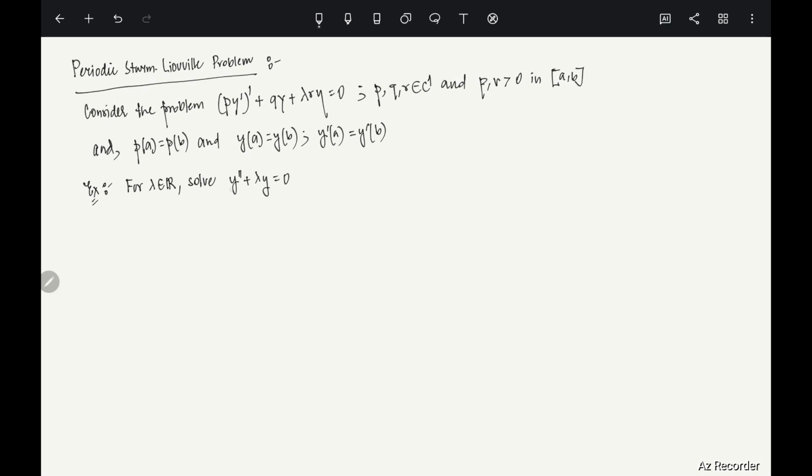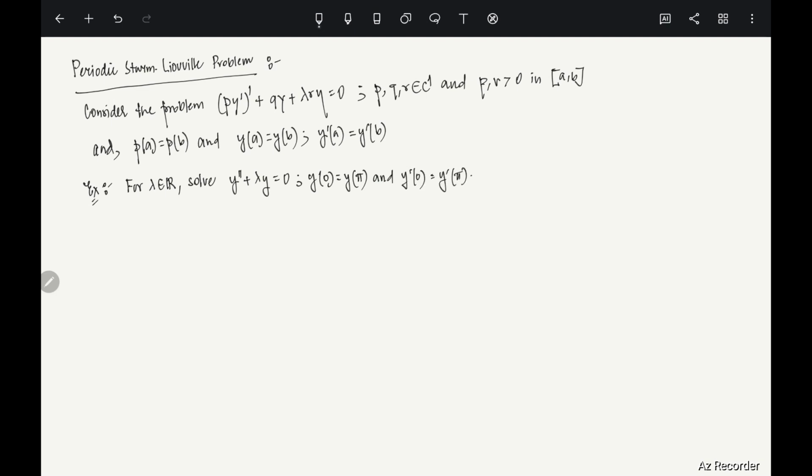See, p equals 1 here, so p at the point a and p at the point b are the same. So y at the point 0 equals y at the point pi, and y prime at the point 0 equals y prime at the point pi. That's your periodic condition.